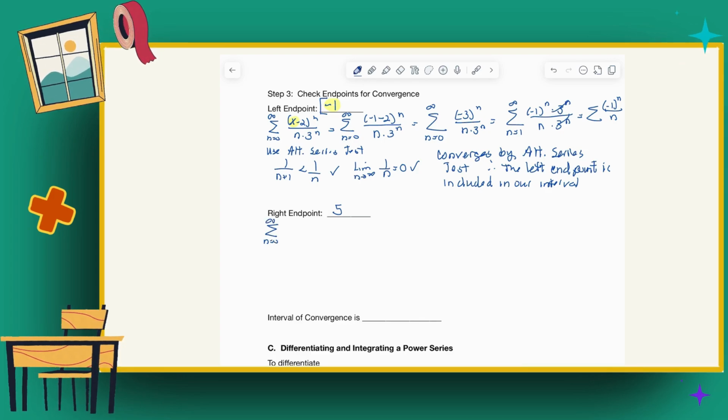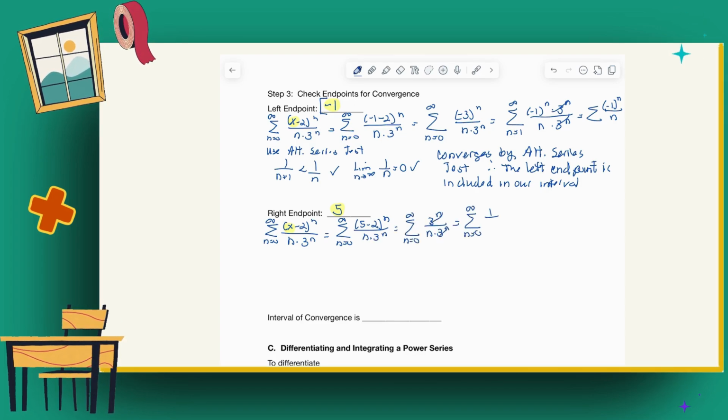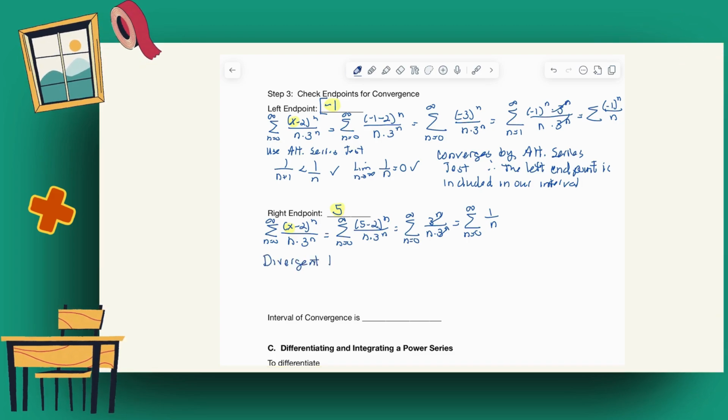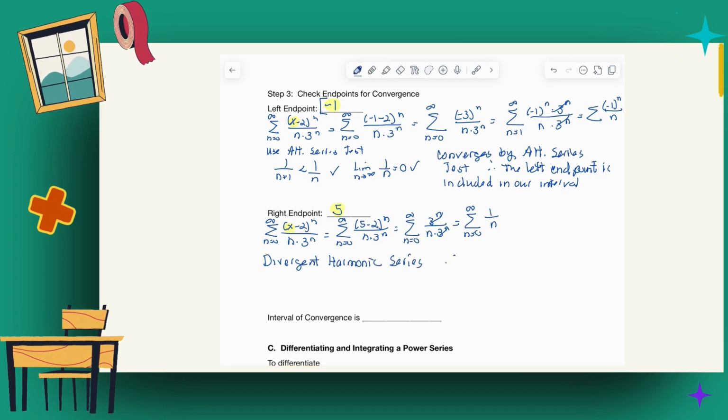Now we're going to repeat the same process with 5, replacing the x with 5 in our power series, simplifying it down, and seeing what we get. The simplified power series becomes the summation of n equals 0 to infinity of 1 over n. Now you should recognize this as the harmonic series, and we know that the harmonic series diverges.